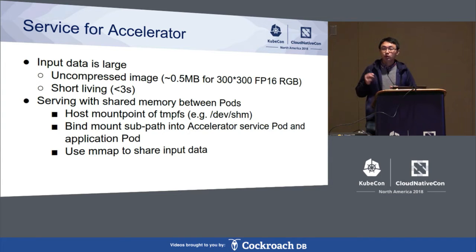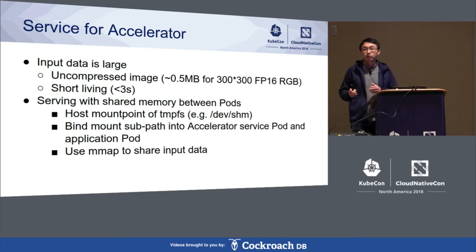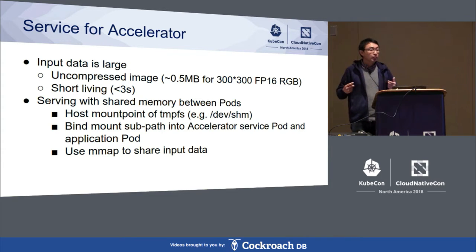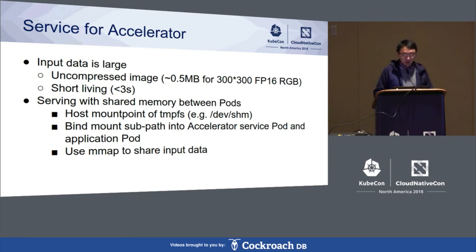So if we run mmap on top of a temp file system, that means we are directly mapping the physical memory pages into the process space without copying any data. And thinking about multiple pods using mmap on the same shared tmpfs, they can share the same large amount of data without copying any of it. So that's the way we want to build this shared memory mechanism.